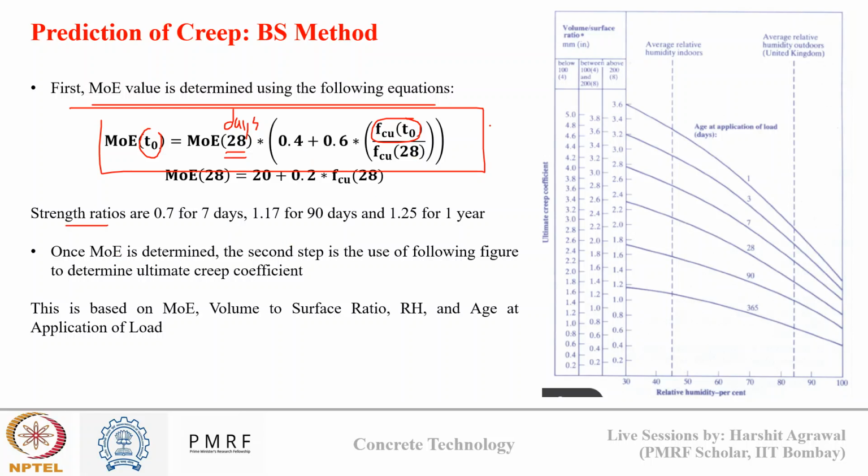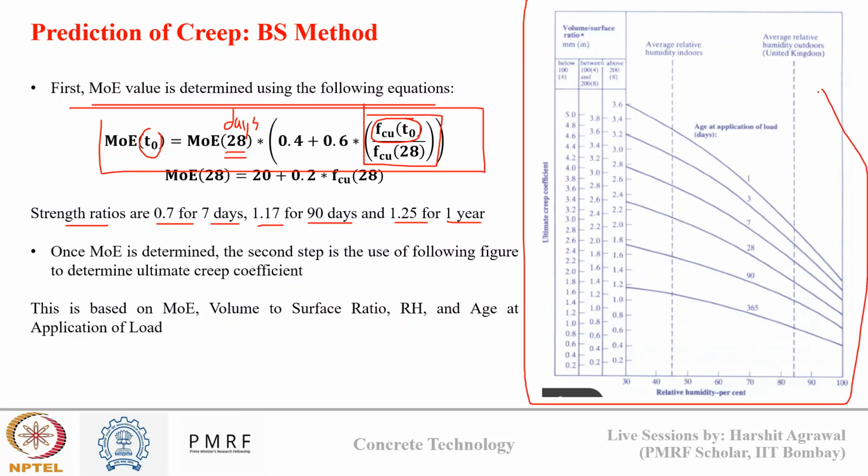Then strength ratios are given: 0.7 for 7 days, 1.7 for 90 days, and 1.25 for 1 year. Once we know the MOE of concrete, in British Standard there is a chart that helps us calculate the creep coefficient. We need to know the MOE value of concrete, the volume to surface area ratio, the RH, and the age of application of load.